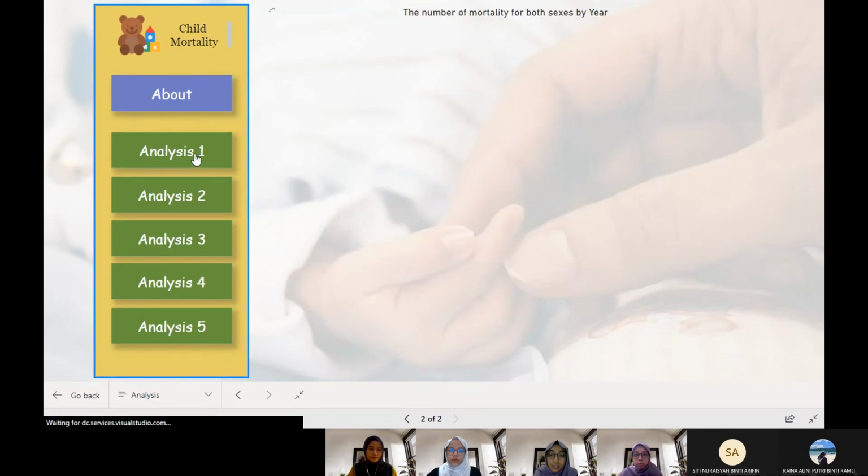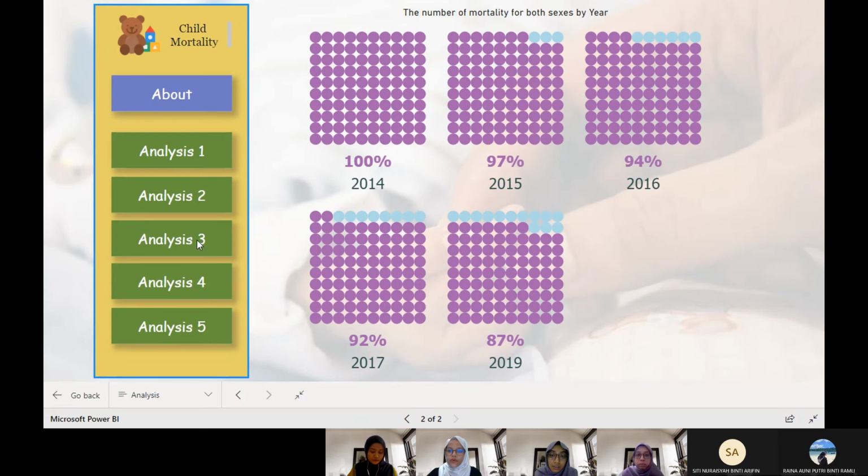Next. Okay, so for analysis one, the visualization shown here is also known as a waterfall chart. This chart shows a visualization of the number of child mortality for both sexes for every category, including neonatal death, infant death, and under 5 death. This chart also answers the first research question, which is to find which year had the highest and lowest number of mortality for both sexes. The chart shows data from 2014 to 2019.